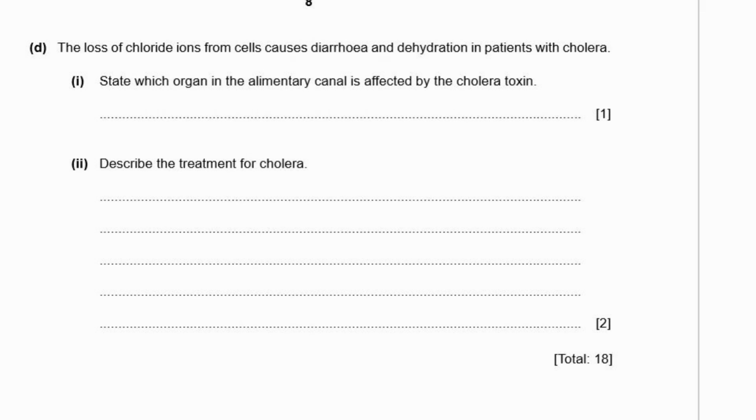D. The loss of chloride ions from cells causes diarrhea and dehydration in patients with cholera. 1. State which organ in the alimentary canal is affected by the cholera toxin. If it causes diarrhea, it will be the small intestine affected. And 2, describe the treatment for cholera. This is two marks, but there's a few things you can put down.